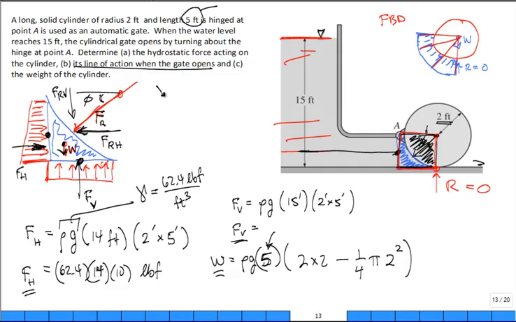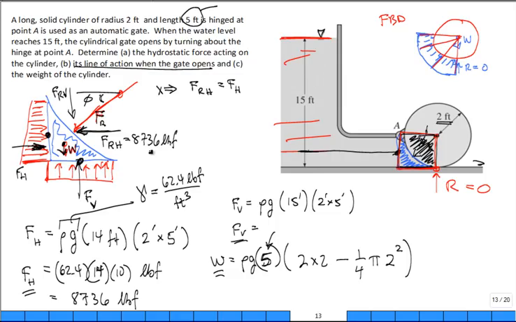So in the x direction, it shows us that F of R horizontal is equal to FH. And did somebody run a number for me on FH? What did you get for FH? 8736 lbf? Yep. So FRH is 8736 lbf. True?